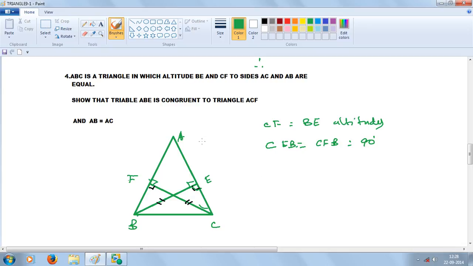So what is there to prove? Show that triangle ABE is congruent to triangle ACF. These two triangles are congruent. That we have to prove.